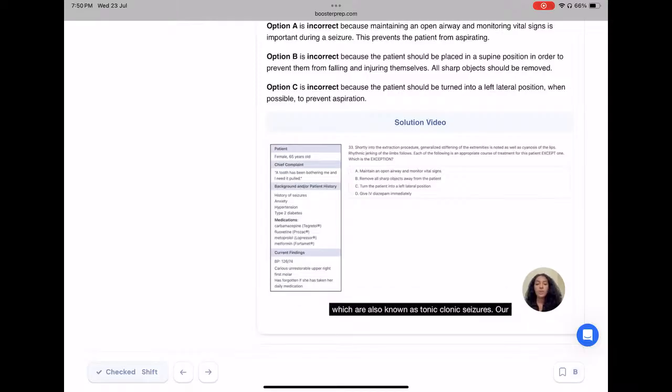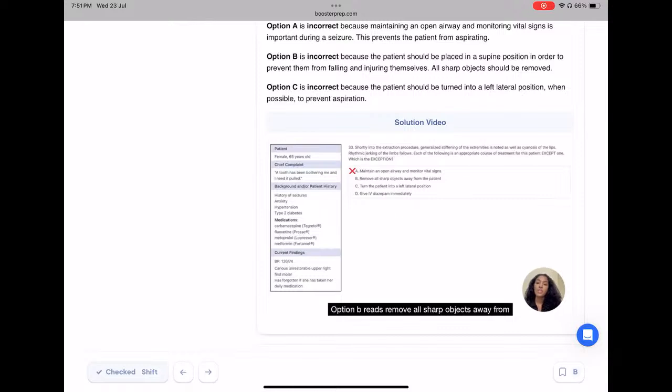Grand mal seizures, which are also known as tonic-clonic seizures, are a generalized type of seizure that causes loss of consciousness, as well as violent tonic and clonic muscle contractions. So this question is asking us what is not appropriate for a treatment option for this patient who is experiencing a seizure. Option A reads, maintain an open airway and monitor vital signs. This is very important during a seizure because you want to make sure that they don't have any trouble breathing or choking, and if there are any changes to their vital signs, to notify emergency medical services. So this would be incorrect.